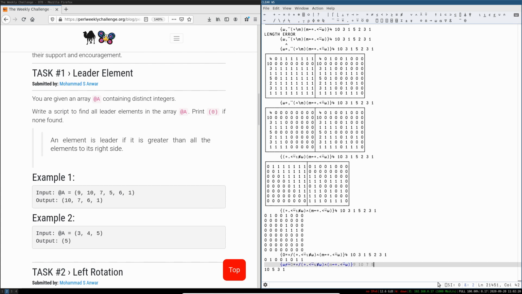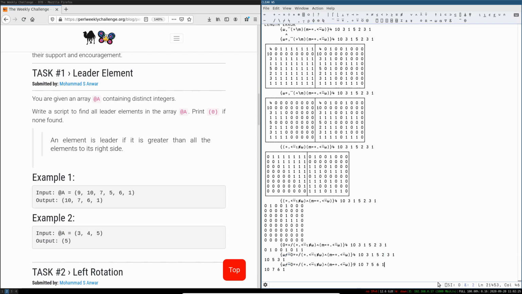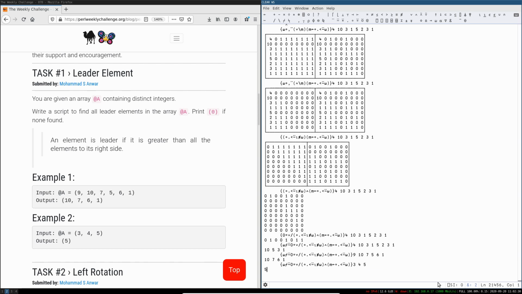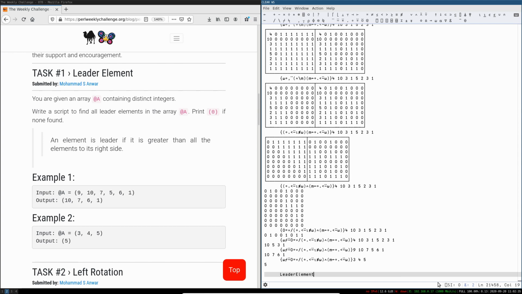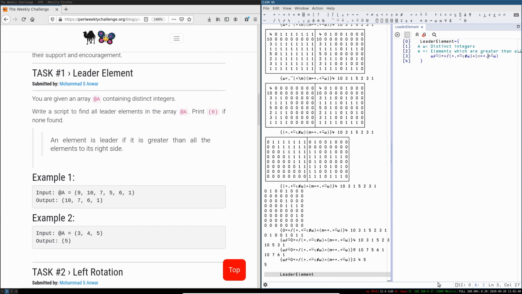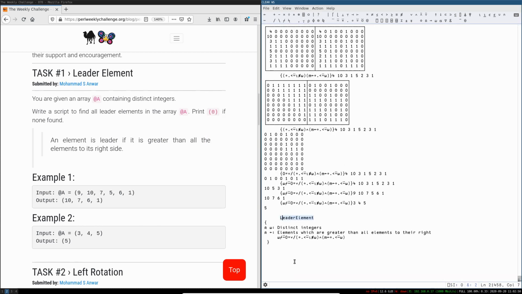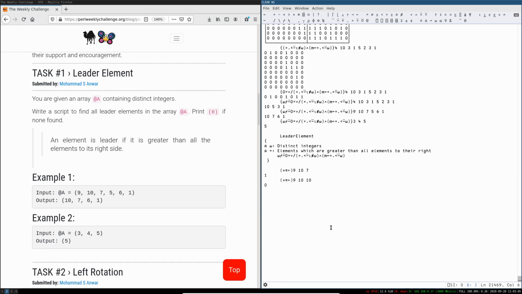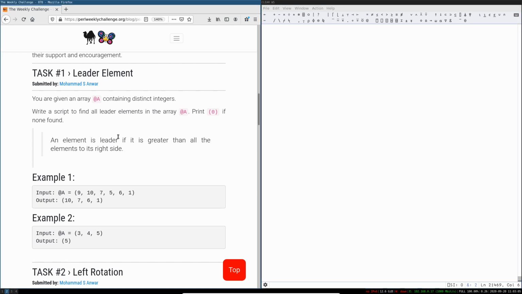9, 10, 7, 5, 6, 1. Still gets the 10, 7, 6, 1. And 3, 4, 5 will obviously be 5. That's the correct solution. Copy this. Place that there. Brilliant. Okay. If we want, later I can check for distinct elements, and that's just unique matches the original. So, for example, 9, 10, 7 is unique. 9, 10, 9, 10, 10 is not. Alright, but I'm going to move on now.